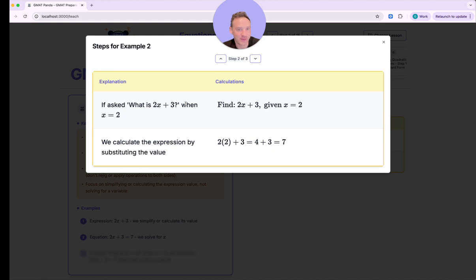Now, in this case, the way to solve is we replace x by the 2 that's given. And so we would do 2 times 2, which is 4, and then add 3 to that, so we get 4 plus 3 equals 7. And 7 is the answer to this question.